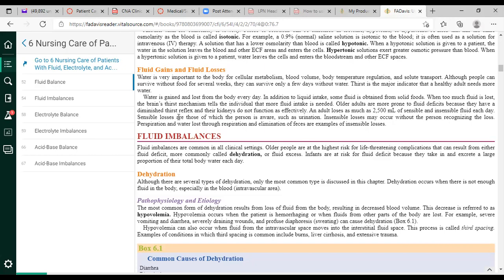Now, some people consider sweat, perspiration, as a sensible fluid loss, because to a degree, it's measurable. For example, if a CNA reported to you, hey, for the last 2 days, Miss Rogers has been sweating, she wet her whole sheets with as much sweat as she's been sweating, those types of things. But perspiration per this book is considered an insensible fluid loss.